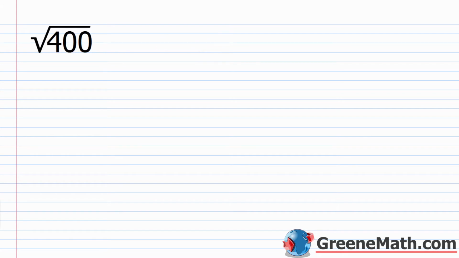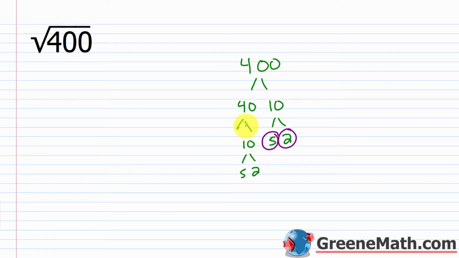All right, what about the square root of 400? Well, a lot of you are not going to know what number multiplied by itself gives you 400. So let's just start out with a factor tree. So 400, I know it ends in 0, so it's divisible by 10. So this would be what? 40 times 10. And 10 I can break down into 5 times 2. Those are each going to be prime, so let's circle those. Then for 40, I can break that down into 10 times 4. And 10 is 5 times 2. And 4 is 2 times 2. So let's circle all these.